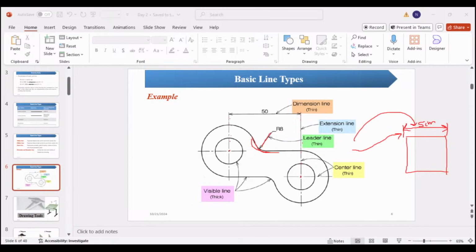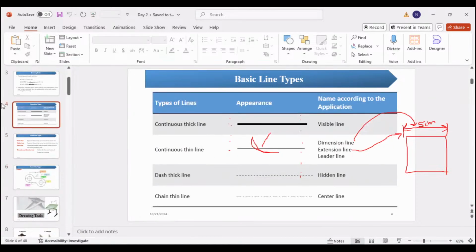Okay. And for those things we use a continuous thin line, a line drawn continuously with less thickness. And then you have a dash thick line, right? That means a dashed line with thickness. So those are for hidden lines in the object. For example, I will try to draw a cube here.